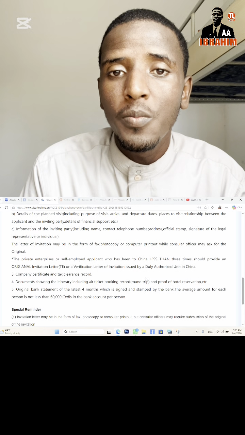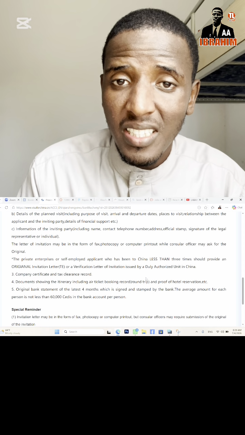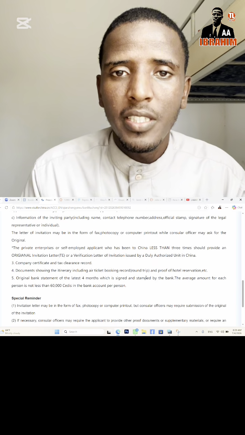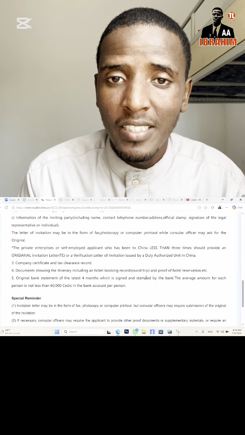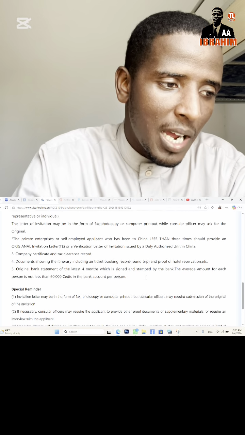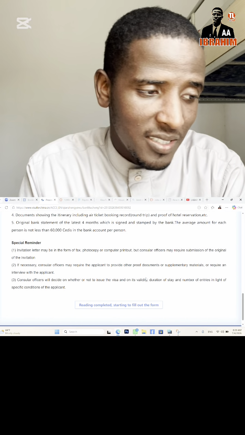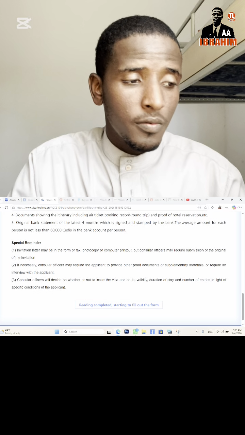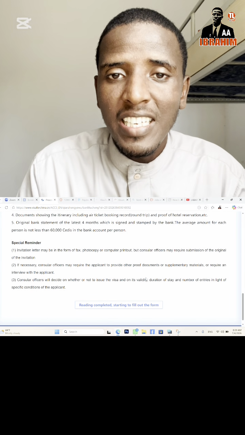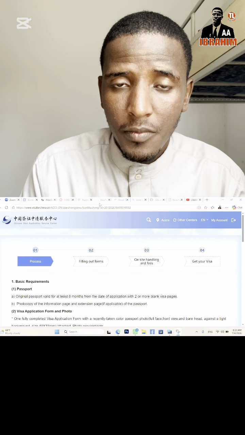Number 3, company certificate and the tax clearance form. If you happen to be self-employed, you have your own company, you work for yourself, then you need a business certificate. Business certificate, you can get it from Register General. If you don't have it, go and do it. And the tax clearance one, you can get it from the GRA, so you can go for that one too. And the original bank statement, and the money inside your bank account should not be less than 60,000 Ghana cedis. Yes. So this is the Chinese M visa, which is the commercial trade or business visa requirement.